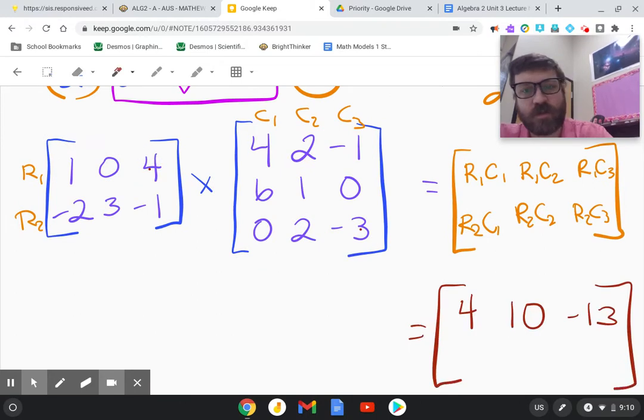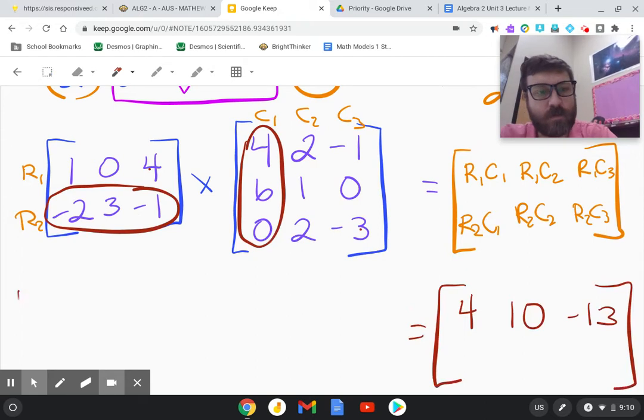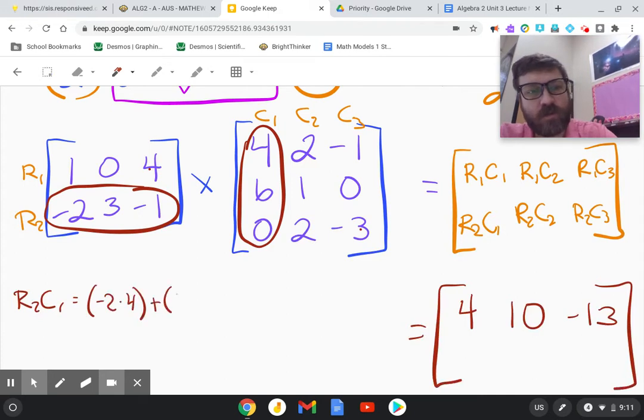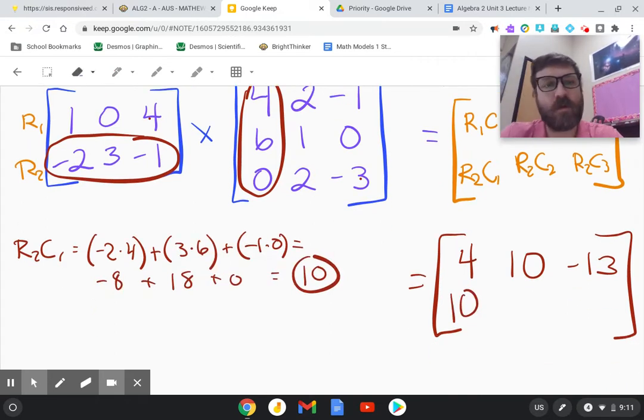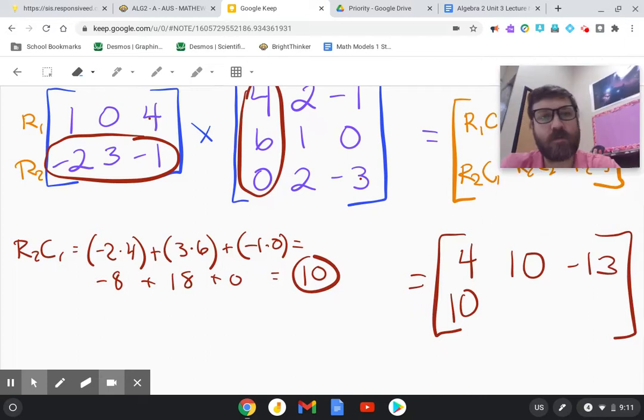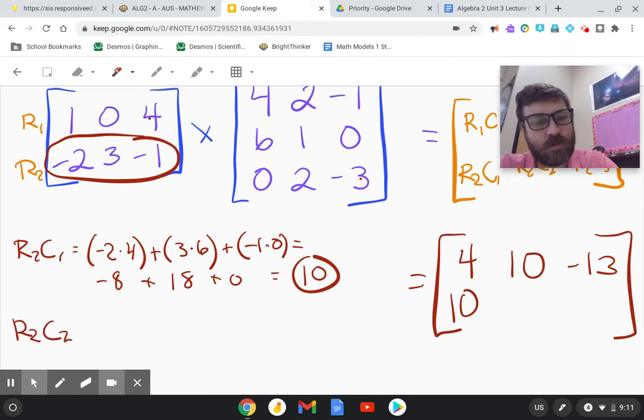So I'm going to erase those, and now we're going to do row 2. So we're going to do row 2 times column 1. Here we go, row 2, column 1. That's going to be negative 2 times 4 plus 3 times 6 plus negative 1 times 0: negative 8 plus 18 plus 0 is 10. So then I move on to my next row. Let's get rid of that and go row 2, column 2.